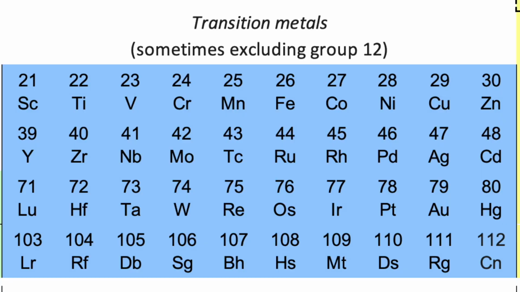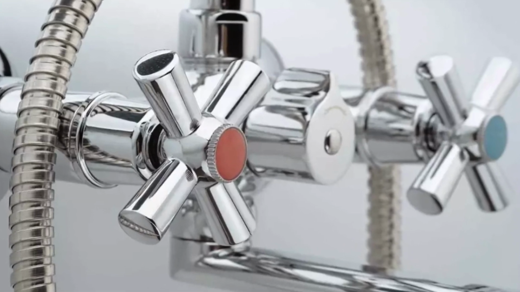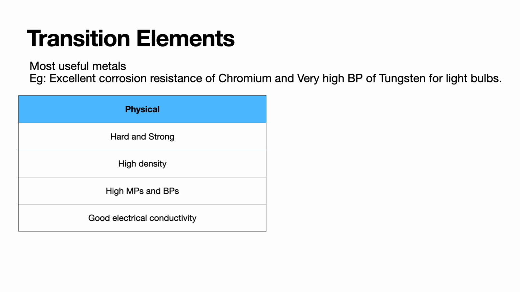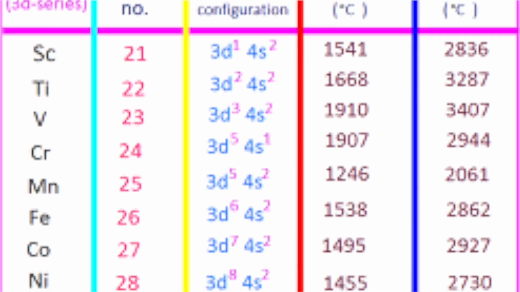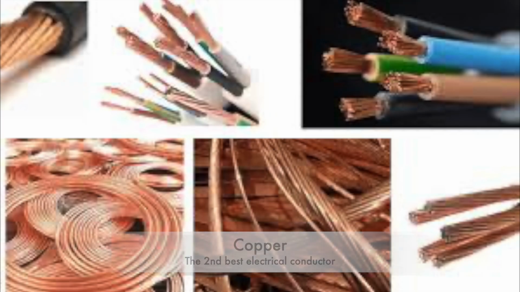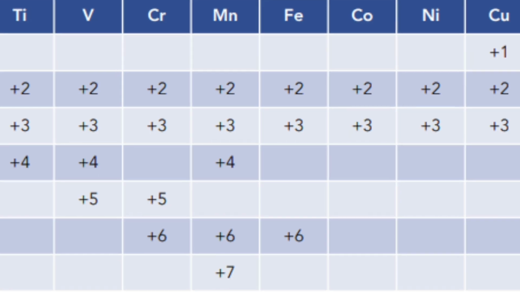The huge block of elements which have not been assigned particular groups are known as transition elements, which are the most useful metals. For example, chromium has excellent corrosion resistance, a useful property. The very high boiling point of tungsten makes it possible to be a filament for light bulbs, so it will not boil or even melt at the high temperatures reached. Transition elements are hard and strong, have a high density, high melting points and boiling points, and are good electrical conductors. For example, copper. Chemically, they form colored compounds and so colored solutions, and have variable oxidation states.